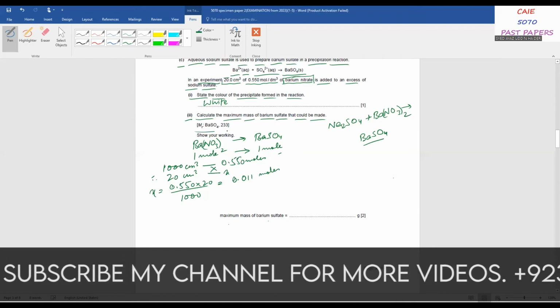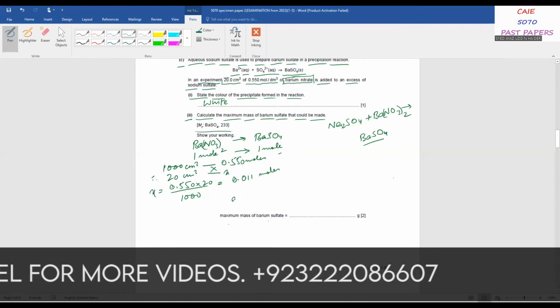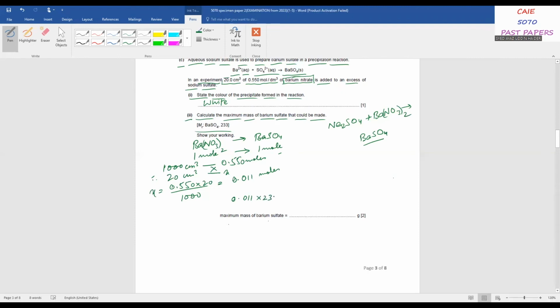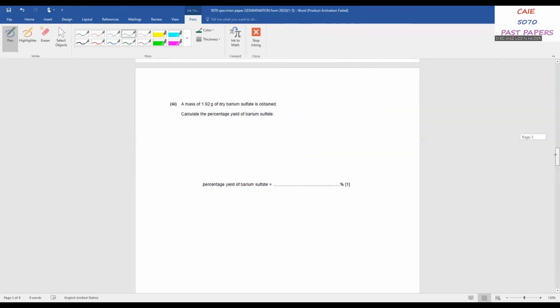The Mr of BaSO4 is given. So what you will do, you will multiply 0.011 by 233 to get the final answer. The final answer will be 2.563. This will be your final answer.